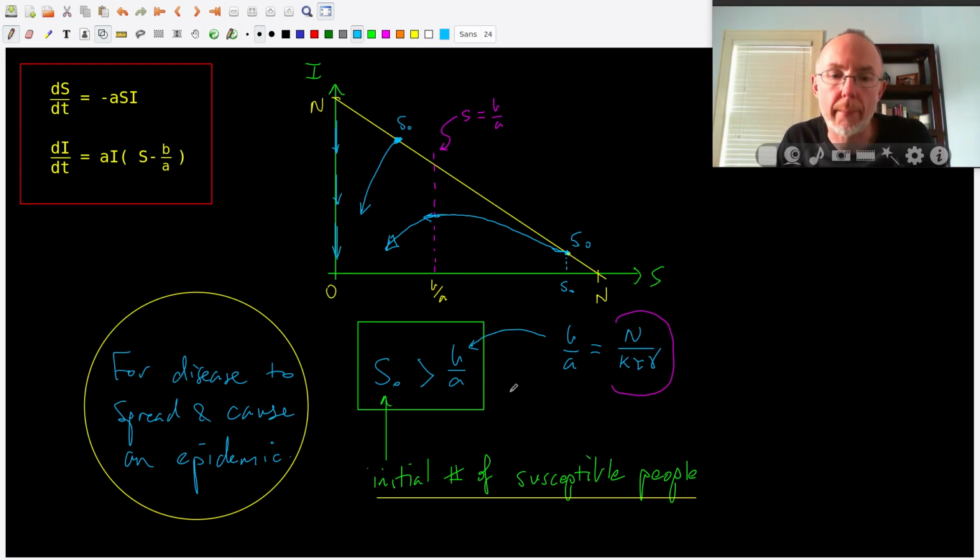We're going to talk more about this threshold next time. We're going to relate it to these basic parameters and talk about what it means in a physical sense for the epidemiology and for the properties of the disease.